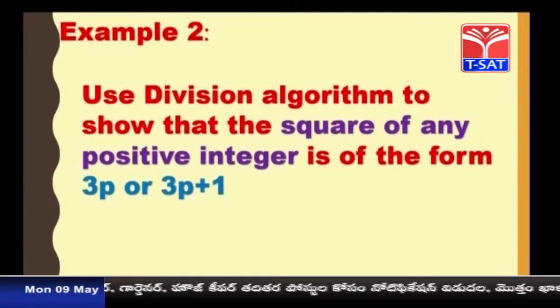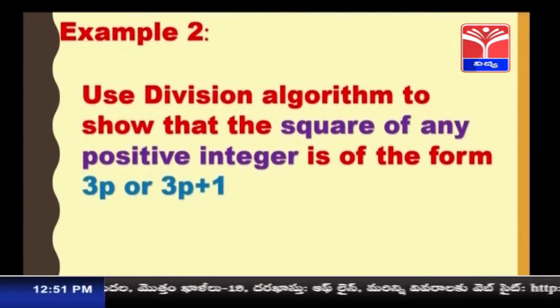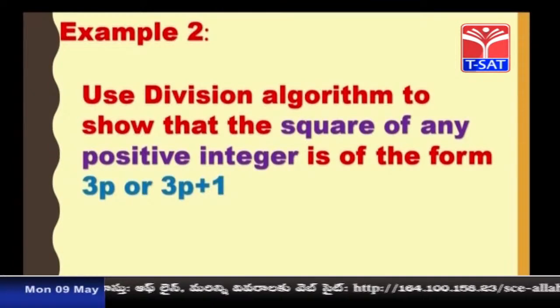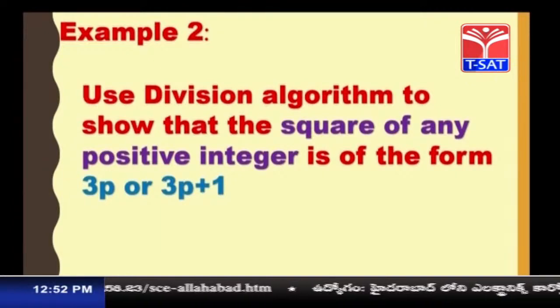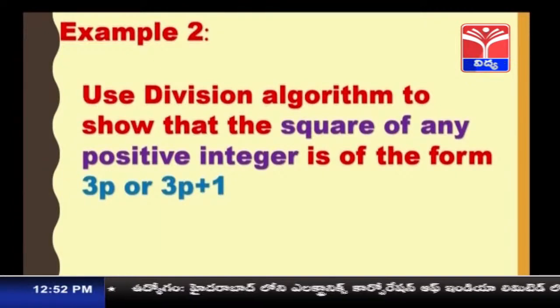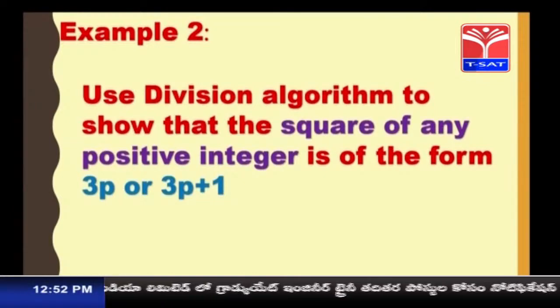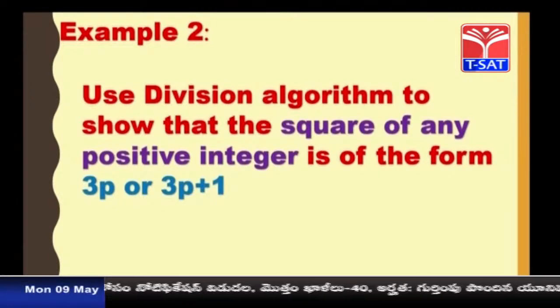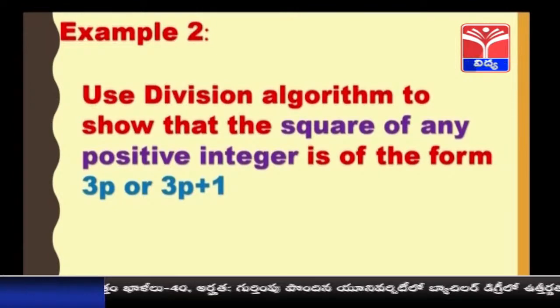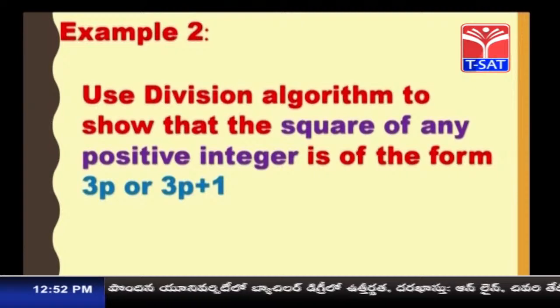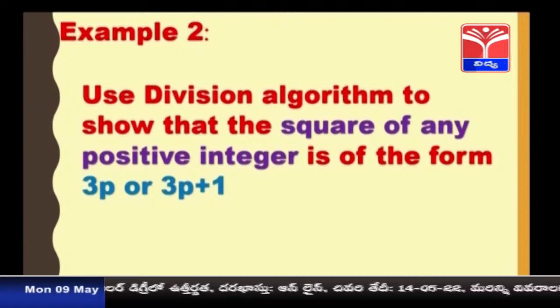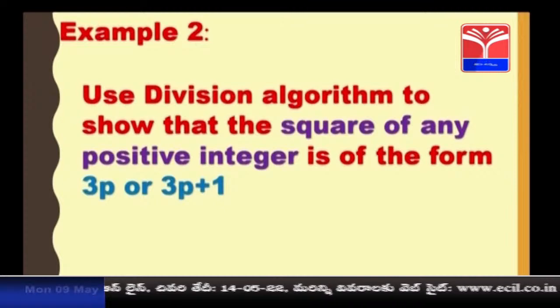Sometimes the question may be asked as use division algorithm, or sometimes as use Euclid's division lemma. Both are the same only. So whenever they ask like this, you should use the Euclid division algorithm or Euclid division lemma. So in this question we have to show that the square of any positive integer is of the form 3p or 3p plus 1. Let us solve this problem same like the previous problem: first visualizing, then using Euclid division lemma.